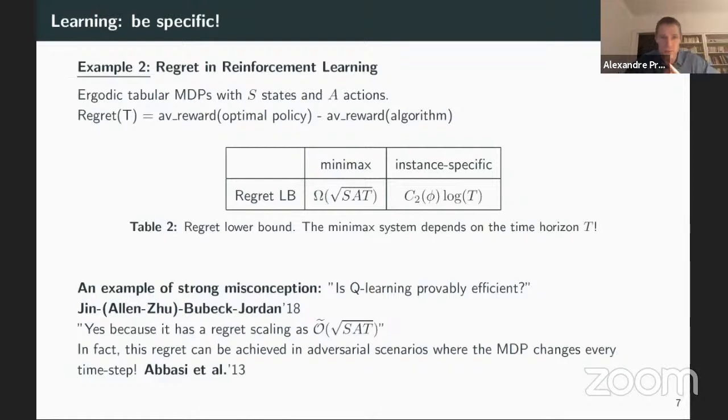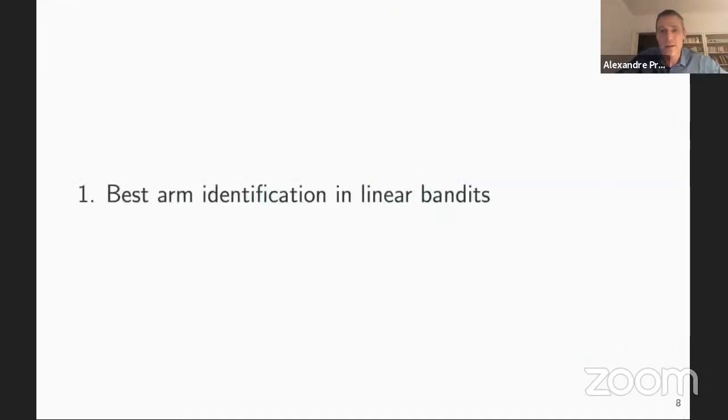All right, so I hope you understand that in this talk, I will be only focusing on an instance-specific approach. I will fix the system, try to derive a performance lower bound for this particular system, and try to achieve the best possible for this particular system.